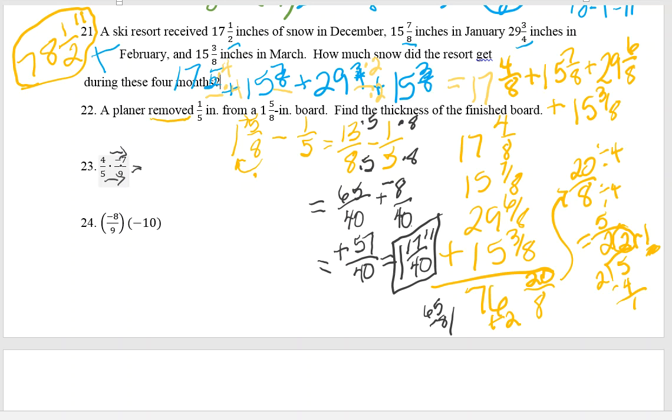So let's look at our tops. We have a positive 4 times a negative 7. A positive times a negative, since they're different, our top is going to be a negative. 4 times 7 is 28. Positive times a positive is a positive. 5 times 9 is 45. Ask yourself if any number goes into 28 and 45 other than 1, which it does not. So that's your answer.